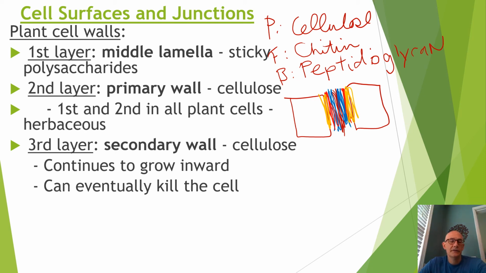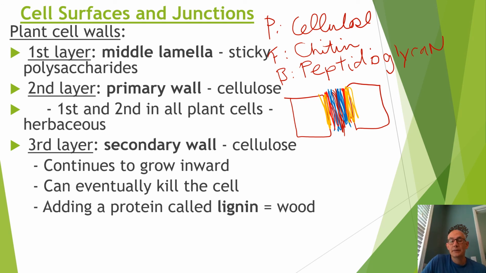If you continue to add those, then that can actually kill the cell. And then you just have these tubes of all of these cell walls, and that's how xylem gets formed. And that's what makes the conducting tissue to haul water up the plants. If we strengthen that with a protein called lignin, then you have what's known as wood. So that means that the major portion of a tree, the wood part, is actually dead.